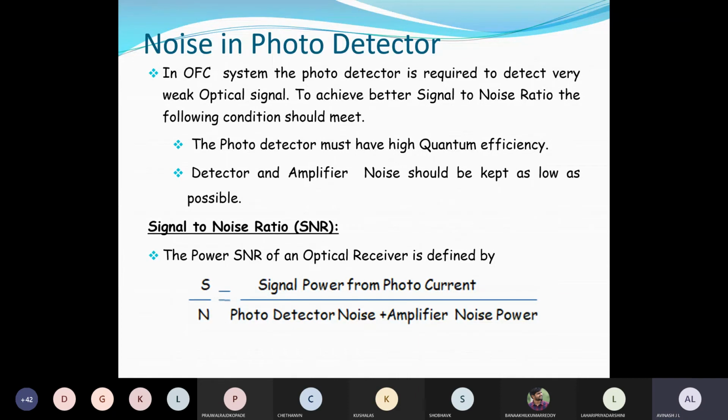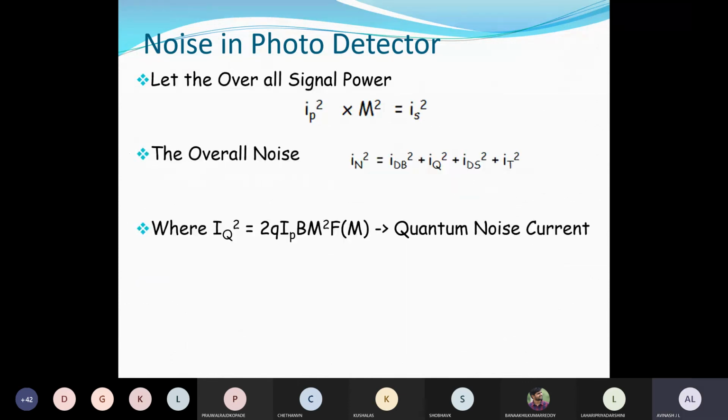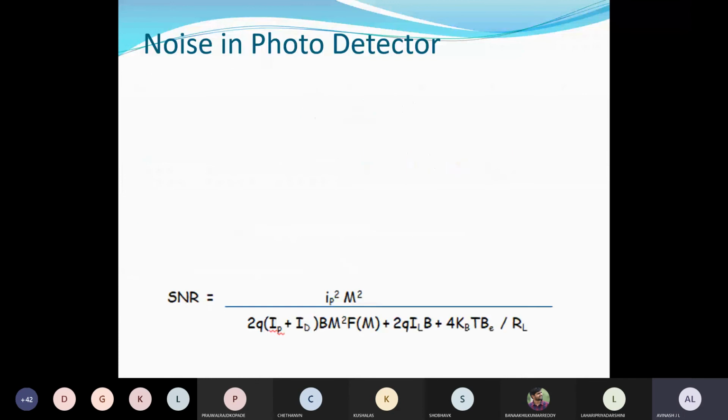So here what exactly happens? The signal to noise ratio is given by the formula: the signal power from the photocurrent divided by the photodetector noise plus amplifier noise power. Once you note this down, we can go for the next equations.